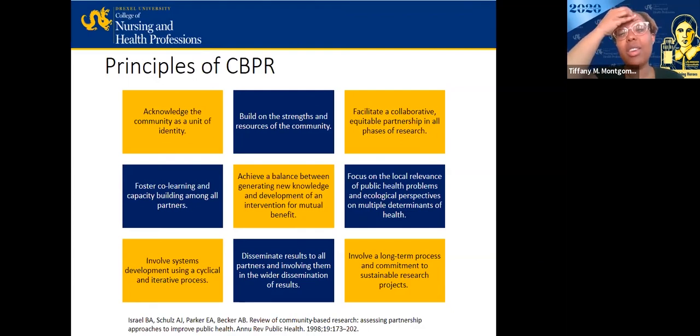And then I think one of the most important things that we leave out is involving a long-term process and sustainability. And so when we talk about CBPR, it's not that you go and gather a group of people to help you do this one research project and then you leave those people and move on to another community. CBPR is really a process by which a researcher, a research institution, a healthcare institution partners with the community for long-term growth, learning, reciprocity of that learning. And so it's not a one-time shot.